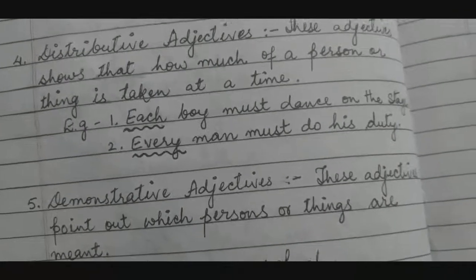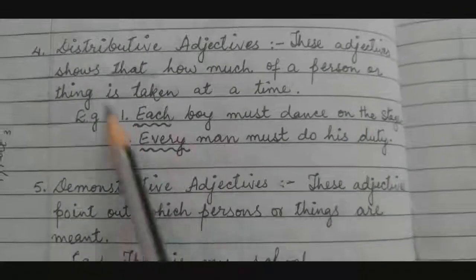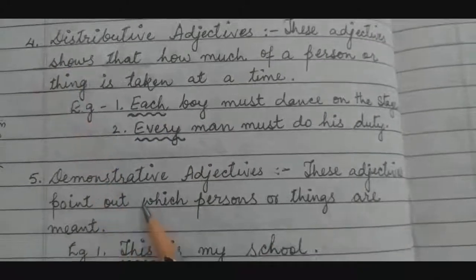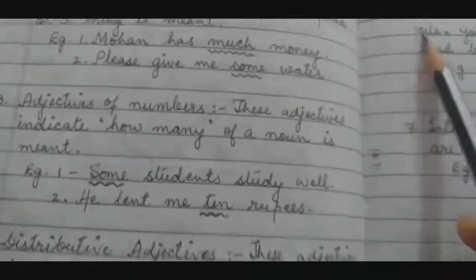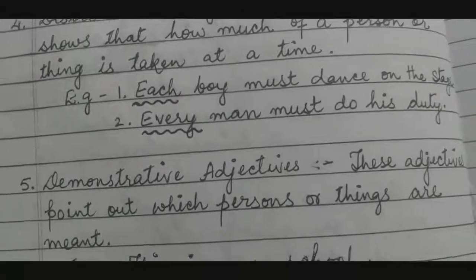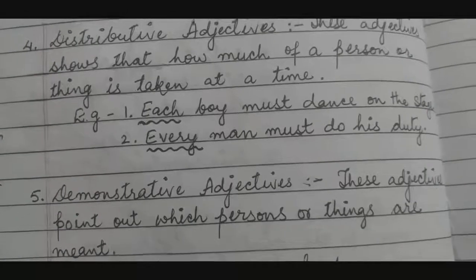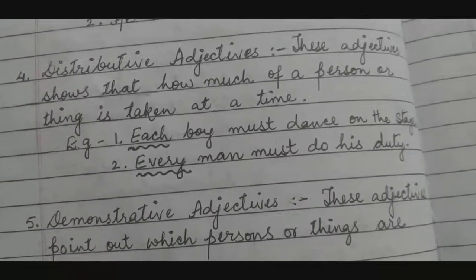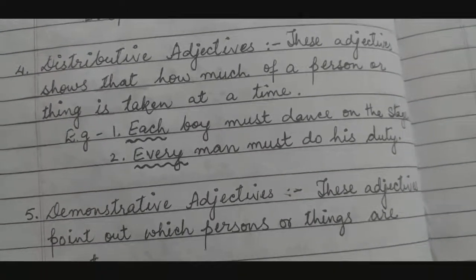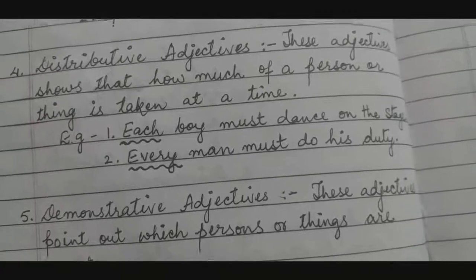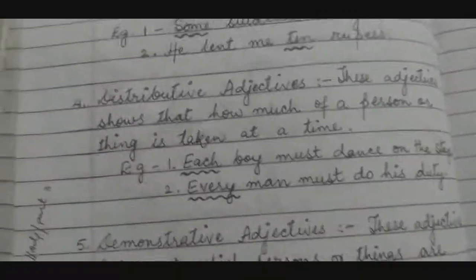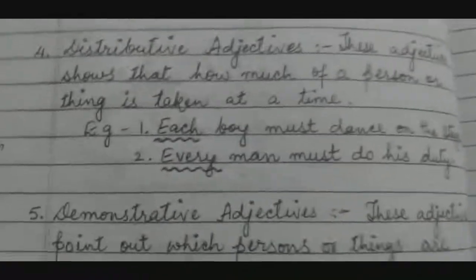What are the other 4 kinds of adjectives? They are distributive adjectives, demonstrative adjectives, possessive adjectives and interrogative adjectives. These 4 adjectives I am going to cover now in this second part of the video. So I want all of you to watch and listen carefully. Okay, let me begin.